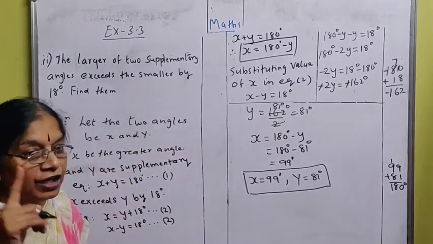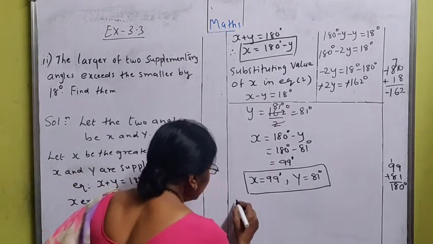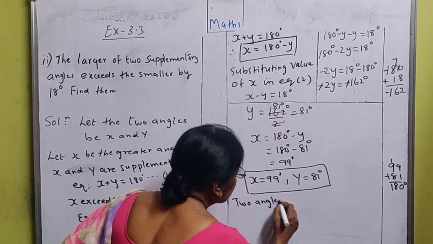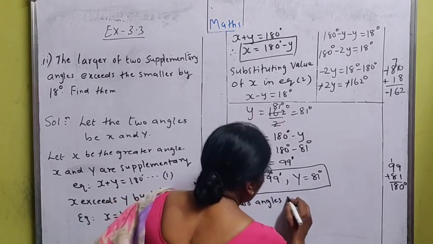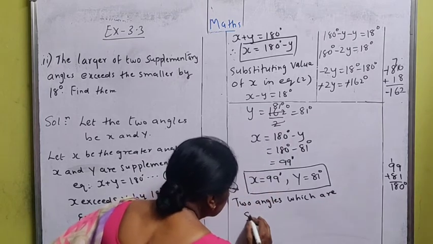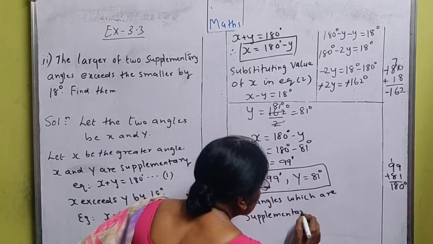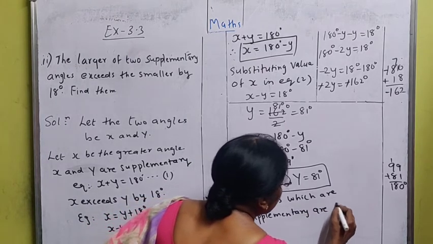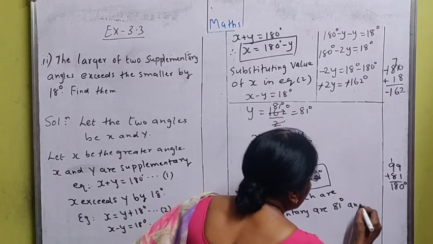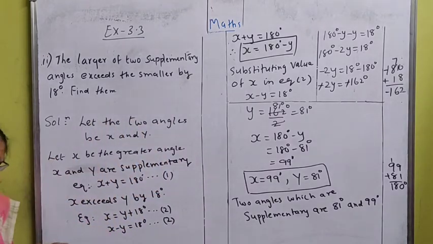As this is a verbal problem, the answer in a verbal statement is needed. So what will you write down? Two angles which are supplementary are 81 degree and 99 degree. So this will be your answer.